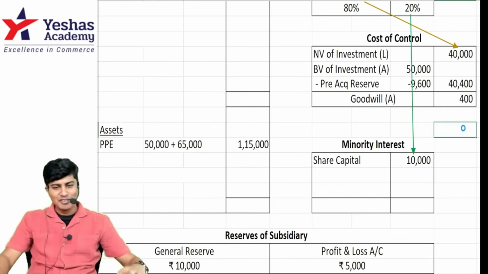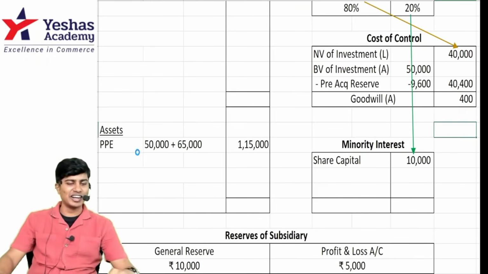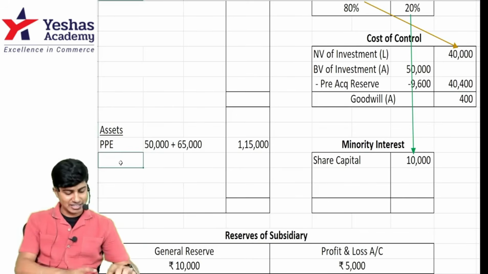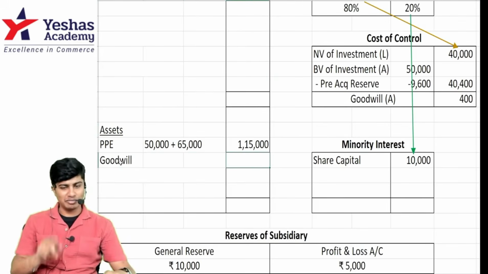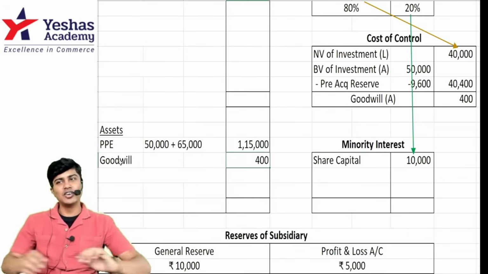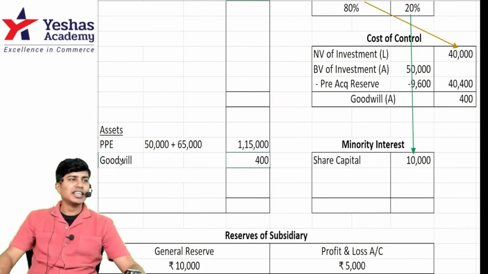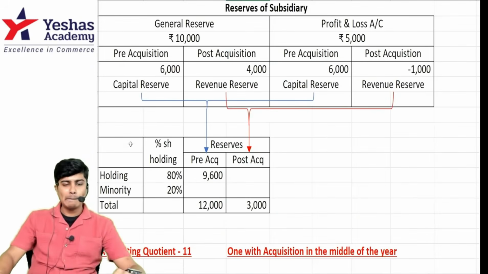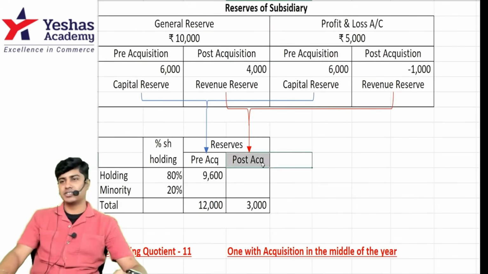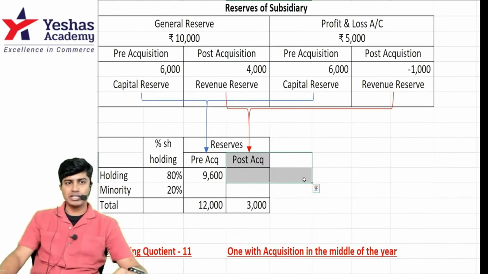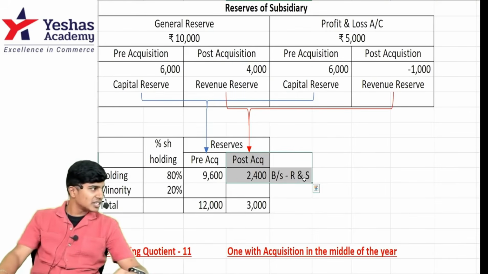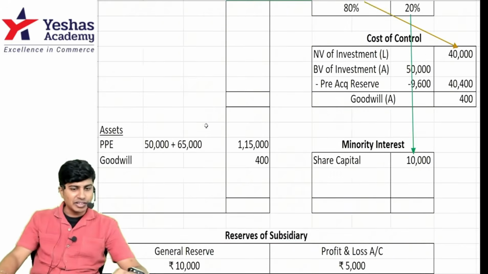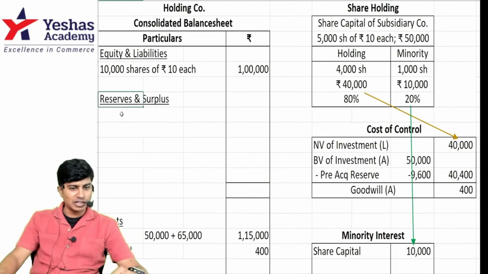Yeah, I am. 400 goodwill. Where do I write goodwill 400? Goodwill, asset side. 400. Then what's next? Come back here. Post-acquisition reserves of subsidiary, which belongs to holding. 3,000 into 80%. Where do I write this? Balance sheet, reserves and surplus. Revenue reserve. 2,400.